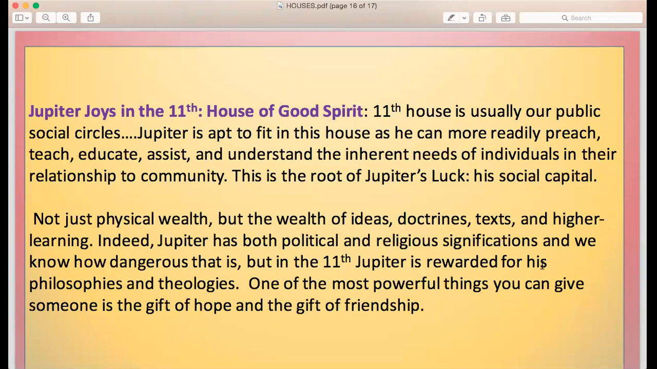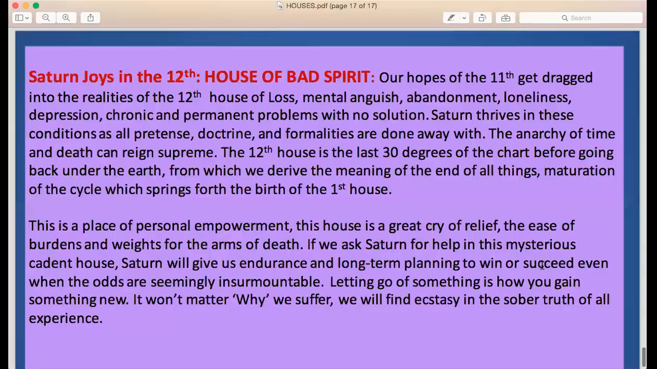This is a house of hope and friendship, and one of the most powerful things you can give to someone is hope and the gift of friendship. From here, he can preach, teach, educate, assist, and understand the inherent needs of his community. Right? He's out there, door to door, Jupiter. His social capital, though, is his biggest trait. Not just the wealth he brings in charts, right? Because Jupiter posited well usually shows a wealthy person, or an influential person. More so would be a better word, influential, because influence gives you social capital.